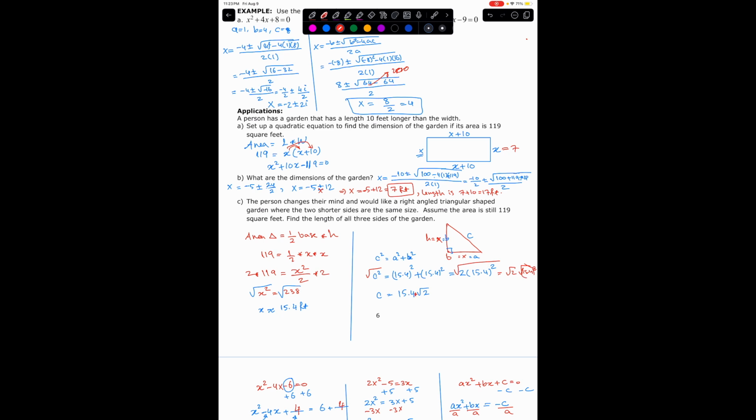Okay, hopefully the writing is clear for this one. It's kind of messed up. And the length here is in feet, of course. So we have the two legs and the hypotenuse, and we found all of the sides of the triangle from that question. And that is the conclusion of section 12.5.